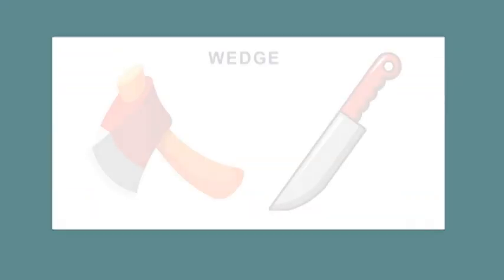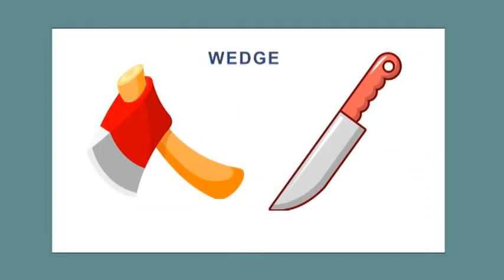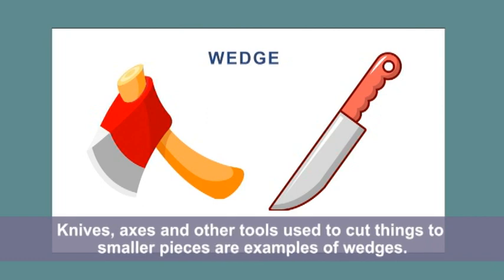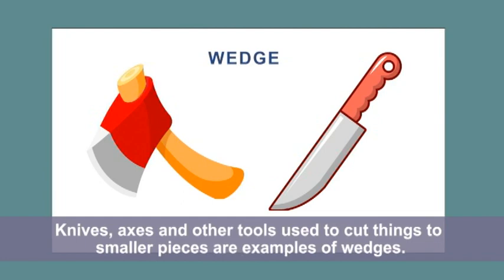Are you familiar with the following tools? Have you ever used any one of them? How did it or they help you with your work? Knives, axes, and other tools used to cut things to smaller pieces are examples of wedges.